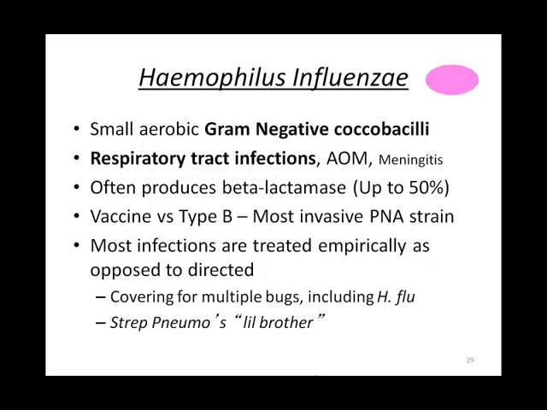And again, I've already alluded to the vaccine, which is specifically for the type B infection, the most invasive strain. Most infections are treated empirically as opposed to with direct coverage. What I mean by that is most of the other pathogens that you're covering will also be somewhat resistant. So when you go to target strep pneumo, you will more than likely pick up your H. influenzae. Though it harbors beta-lactamases, it doesn't harbor other resistance patterns per se.